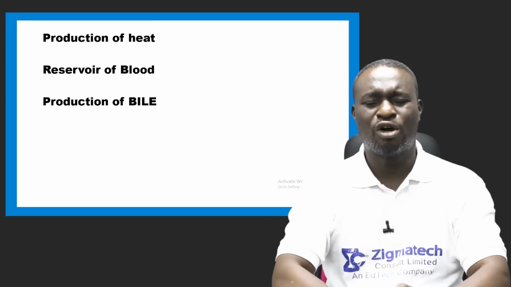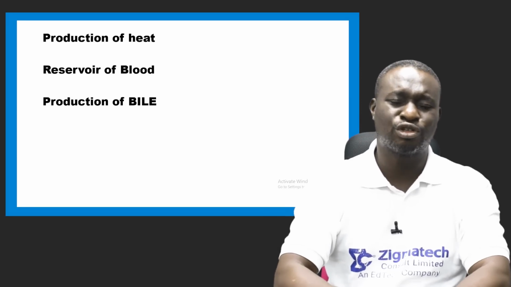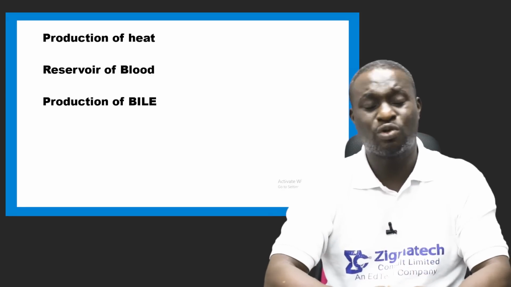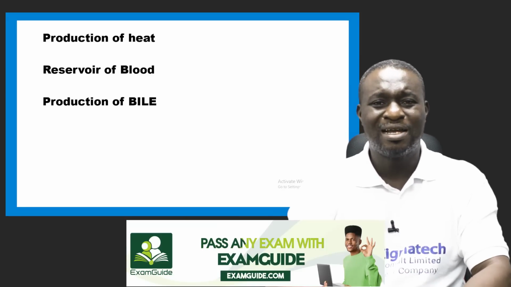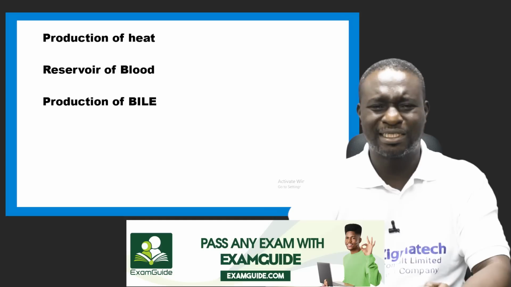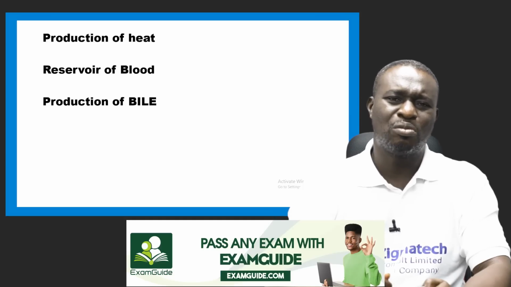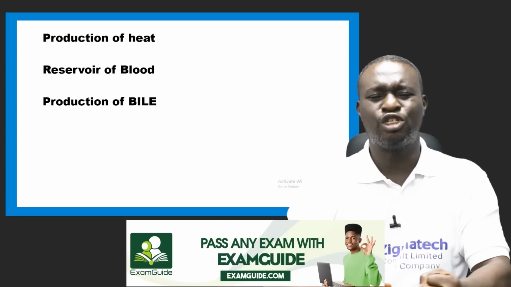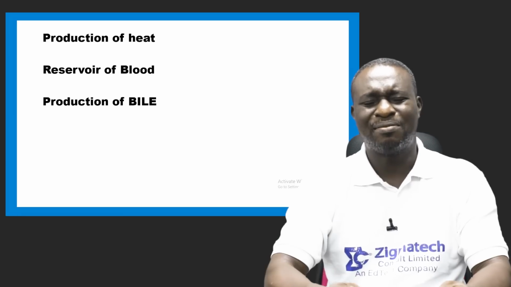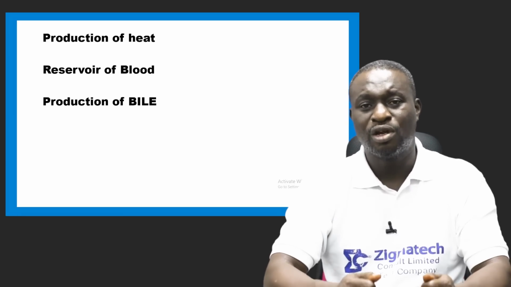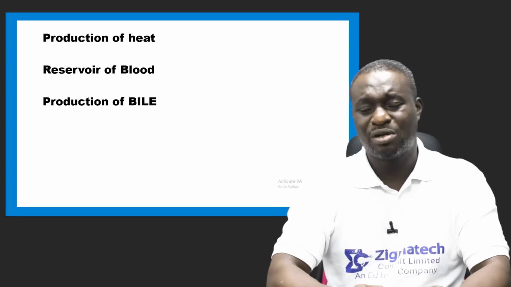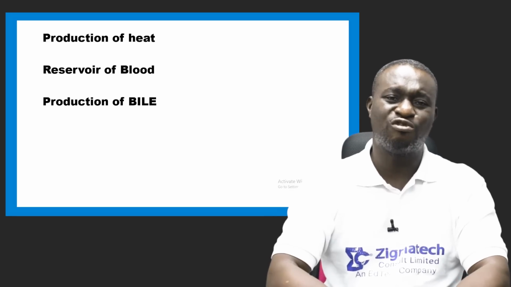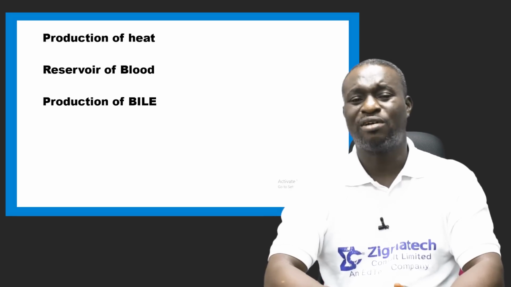Another major function of the liver is in the production of heat. The liver is one of the organs that is always so active. Most of the activities of the liver make it produce what? Heat. A great amount of heat is produced from the liver that helps in keeping the body warm. Also, the liver is a reservoir of blood.